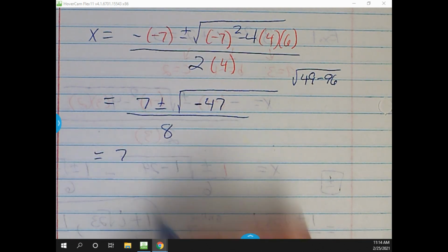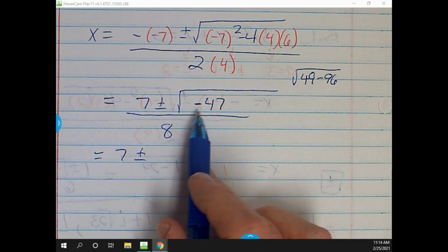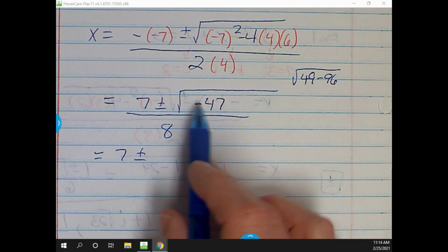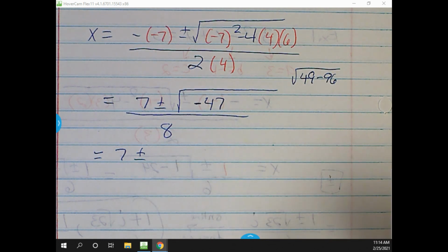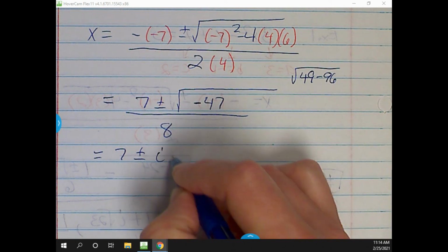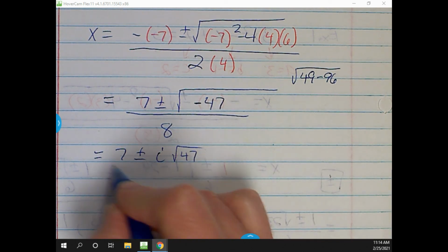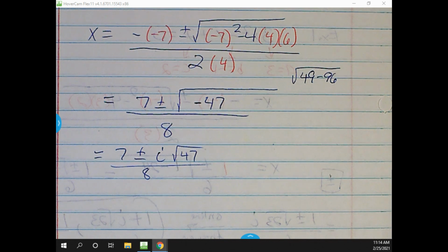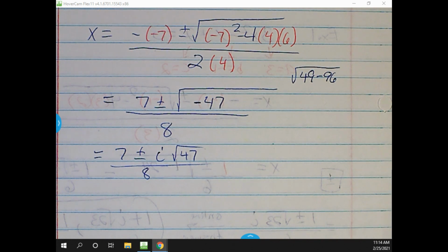So we're going to do 7 plus or minus. And because it's negative, we just have to take the negative out and put an I out here. And again, the way they like to put the I is they actually like to put it in front of the square root. I don't really like it. I'd rather see it at the end of the square root, but that's just the way they do this one. Okay, you can leave it here if we were doing this in class, doing a paper pencil test.